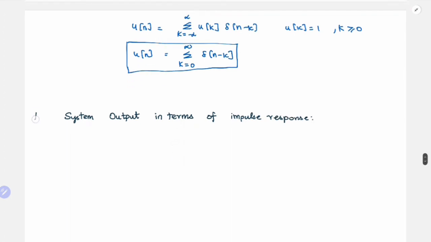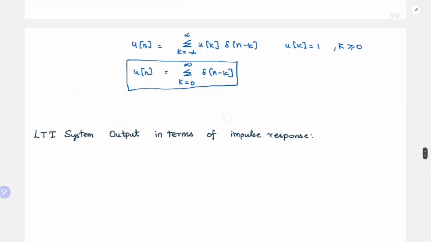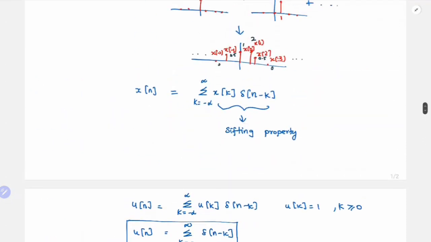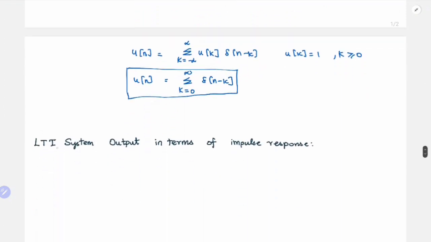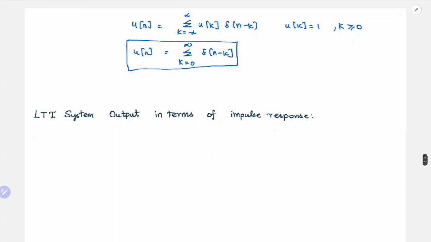And in general, we are discussing LTI systems. So this one is valid for any signal, because we haven't entered the system properties yet. So now only we are imposing the constraint that it is an LTI system. So let us look at what happens.